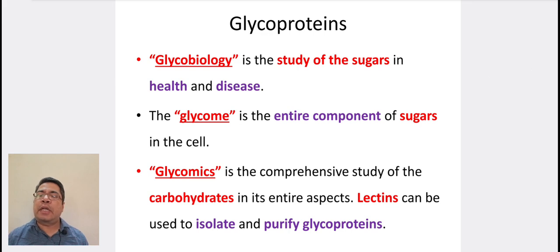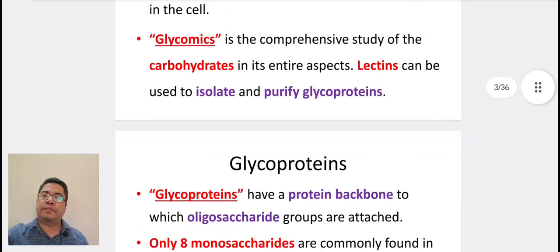Glycoproteins. Glycobiology is the study of the sugars in health and disease. The glycome is the entire component of sugars in the cell. Glycomics is the comprehensive study of the carbohydrates in all their aspects. Lectins can be used to isolate and purify glycoproteins.